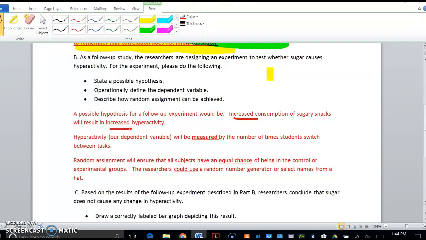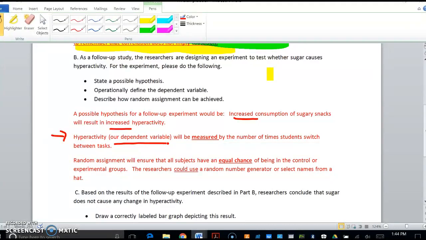Now, operationally defining. You would give a definition of an operational definition. Remember the M&M. Makes it measurable and meaningful. You can also say that meaningful is manageable. But remember, we always have to make our variables measurable so other people can replicate the experiment to some degree. So the key here is making sure that you understand hyperactivity is the dependent variable. And notice that I put that there. Hyperactivity, our dependent variable, will be measured.